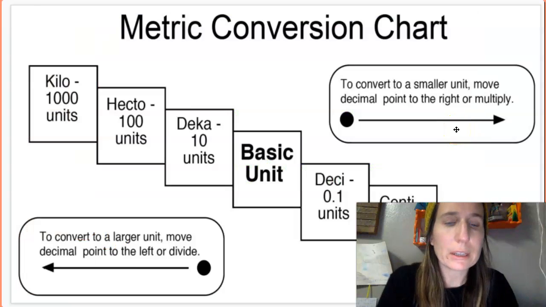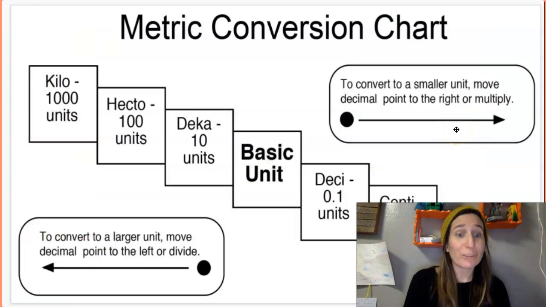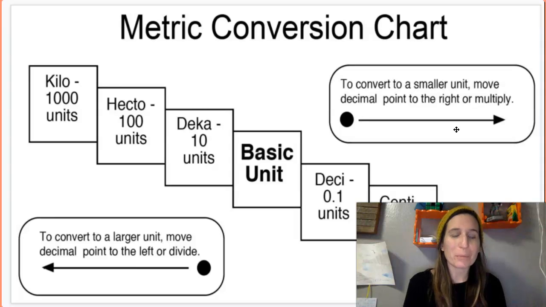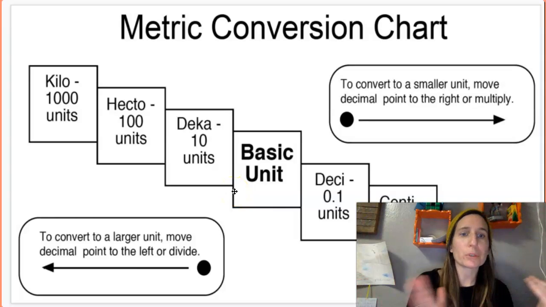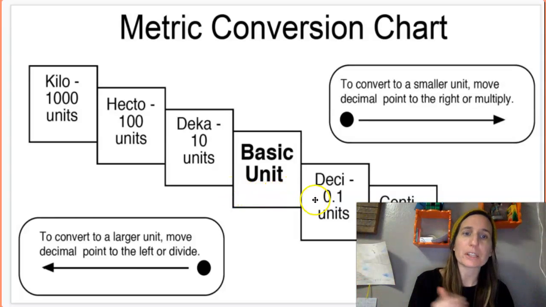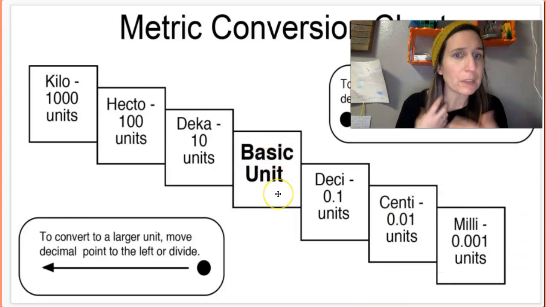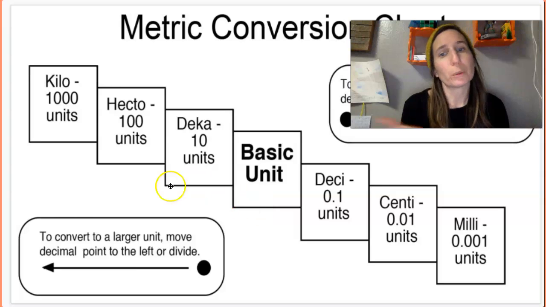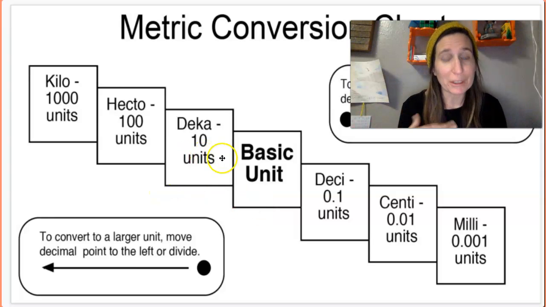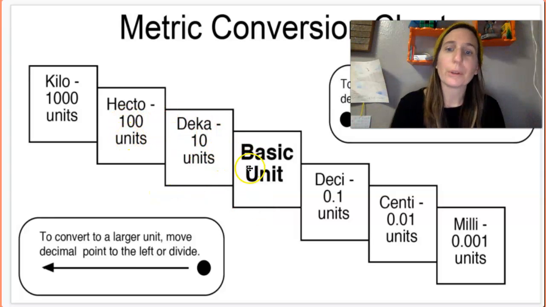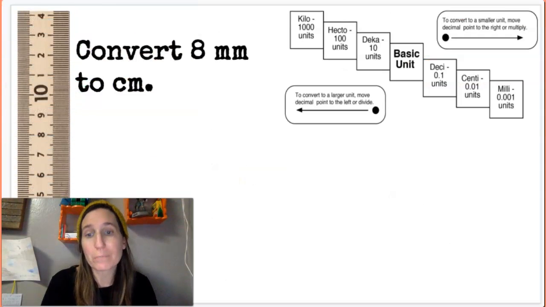So let's take a look at the metric system using a conversion chart, and then I'll show you how to use it with converting some decimals. When we want to convert to a smaller unit, we move the decimal point to the right, so we multiply to get the answer. When we convert to a larger unit, like you saw in the video, deca, hecto, or kilo, you move the decimal to the left, or divide. Let's practice a little with units of measurement of length.